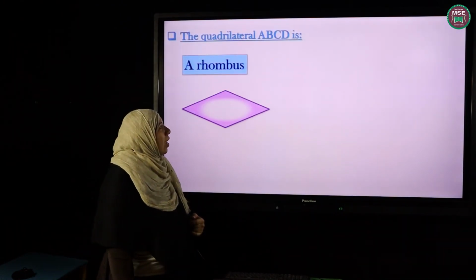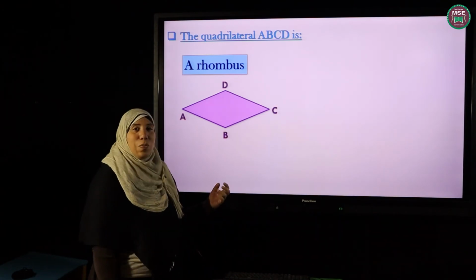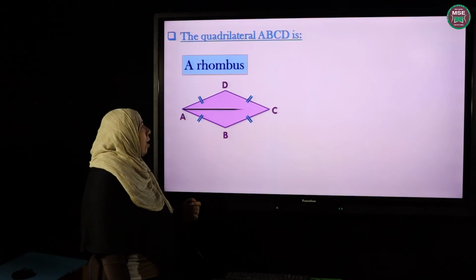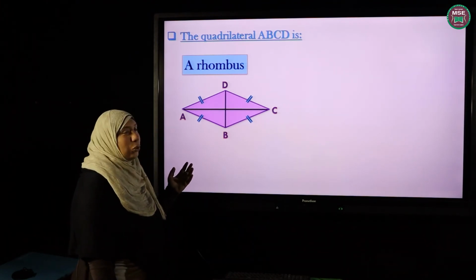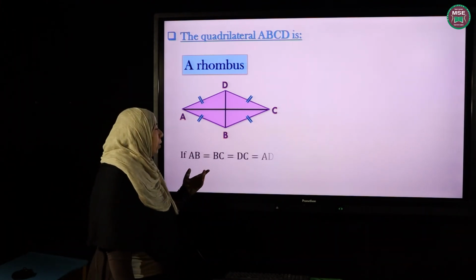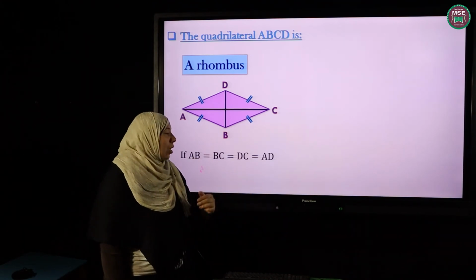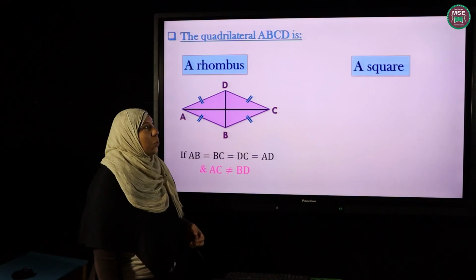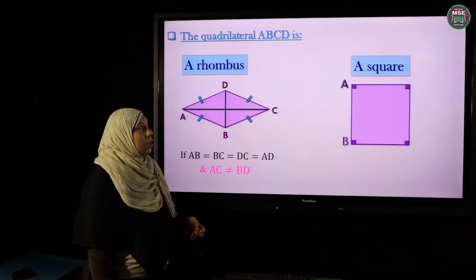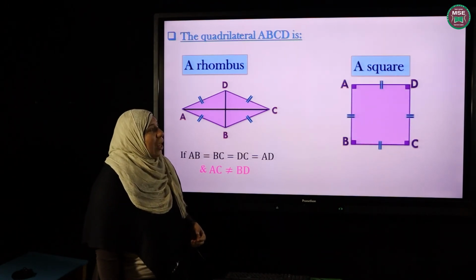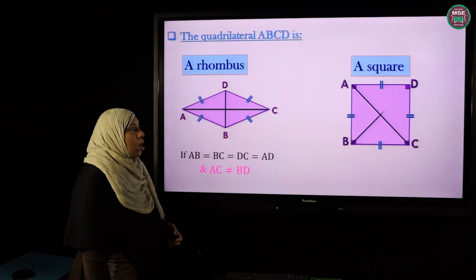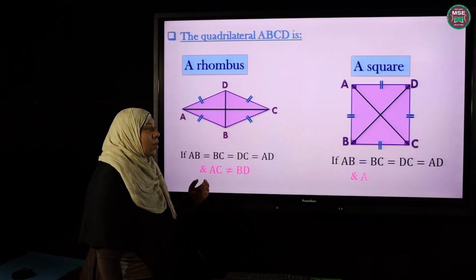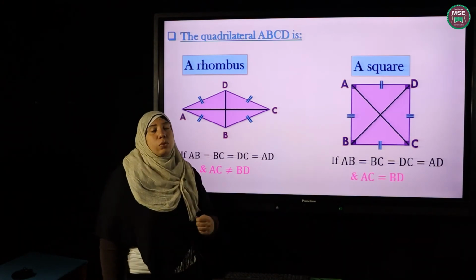The rhombus has 4 equal sides. If I have a rhombus ABCD, it has 4 equal sides, but 2 different diagonals. AB equals BC equals CD equals AD, and its diagonals are not equal. But in the square, I have 4 equal sides also, and the diagonals are equal to each other. So the difference between the rhombus and the square is the diagonals again.